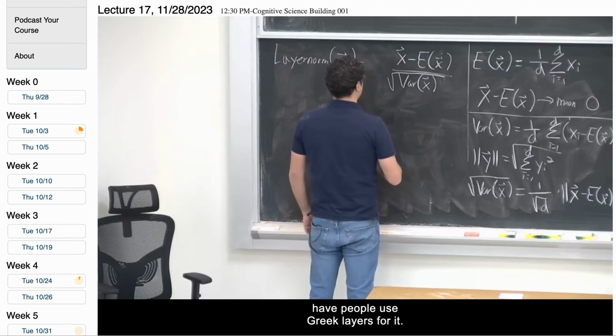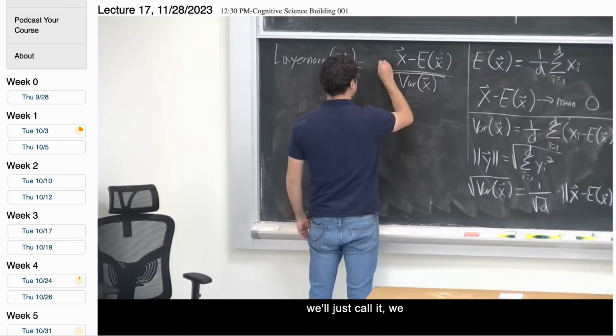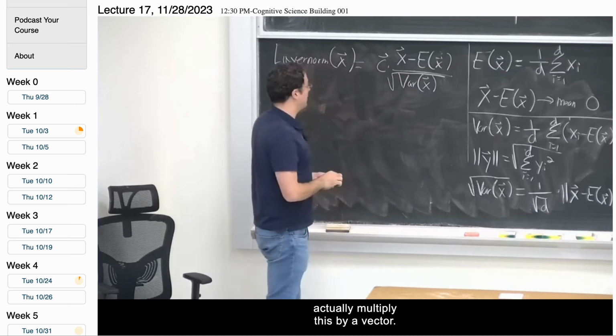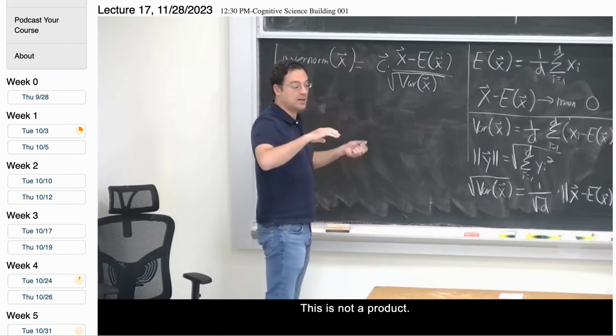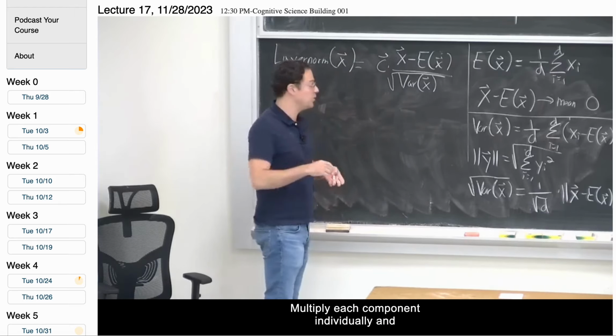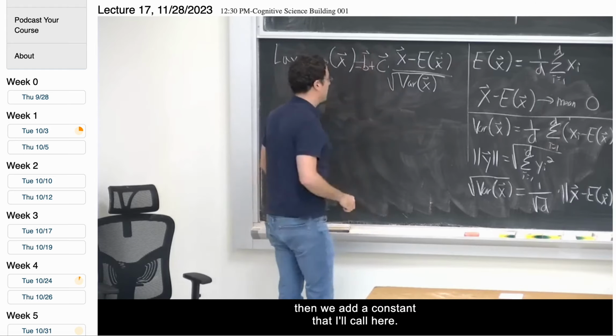People usually use Greek letters for it. We don't need to use Greek letters here. We'll just call it c. So we actually multiply this by a vector c, but it's not a dot product. We multiply each component individually, and then we add a constant that I'll call b here. And these are both learned.